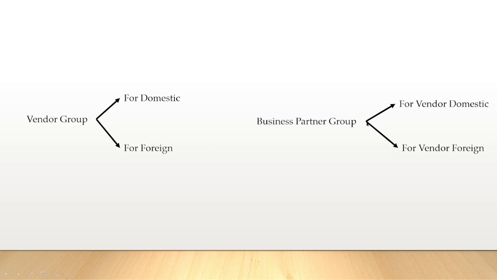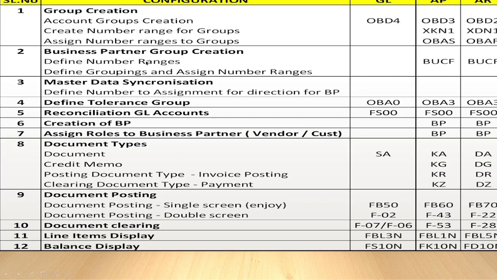That is business partner group for vendor domestic, business partner group for vendor foreign. For these two groups, you need to create two number ranges. And then these two number ranges you have to assign to these two business partner groups. Here, define number ranges. Transaction code is BUCF. In both cases, transaction code is same, BUCF.